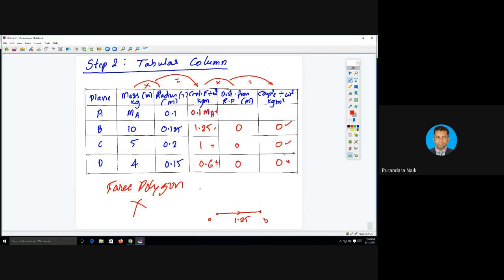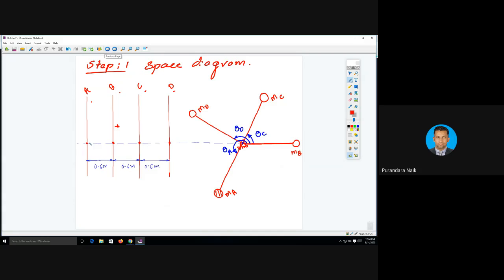The other thing, the first mass, mass A. If you make mass A the reference, what happens? Mass A is unknown. MA is unknown, and the angle of A is also unknown.